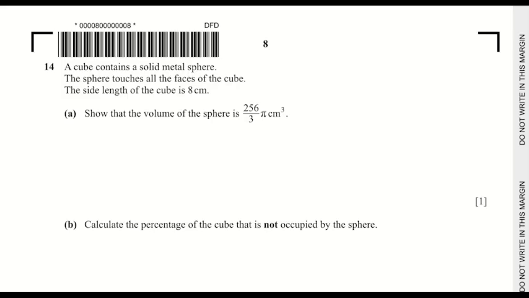A cube contains a solid metal sphere. This sphere touches all the faces of the cube. The side length of the cube is 8 centimeters. Show that the volume of the sphere is 256 divided by 3 pi centimeter cube. Okay, so you may want to have a sketch of a cube if you want. Just a rough sketch.